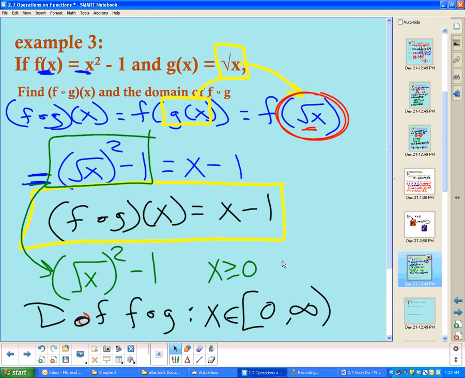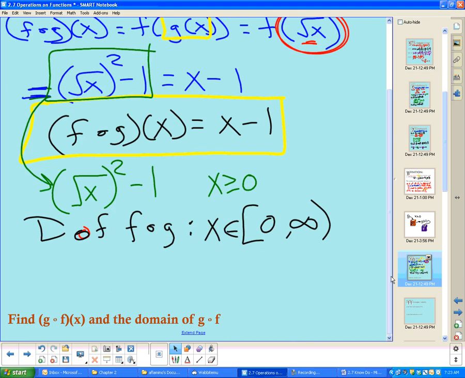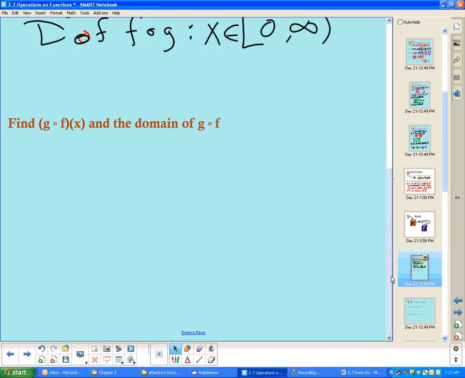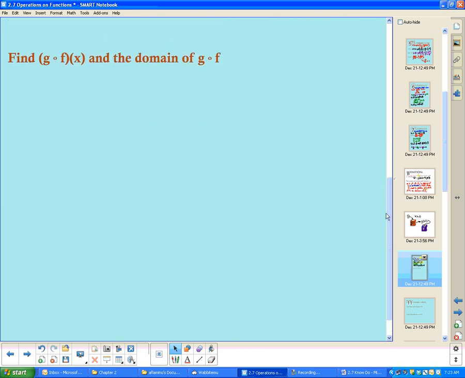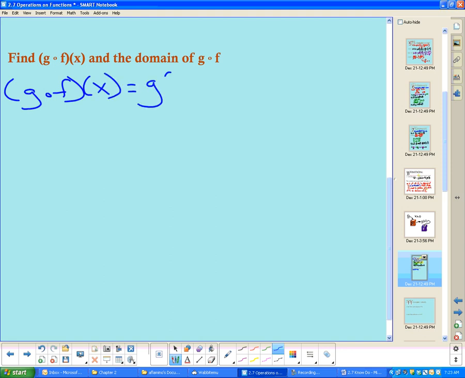Okay? Let's do one more example here, just looking at this sort of stuff with the domain and the range. Find g open circle f of x and the domain. So we're going to compose in the other direction. G open circle f of x is equal to g of f of x.